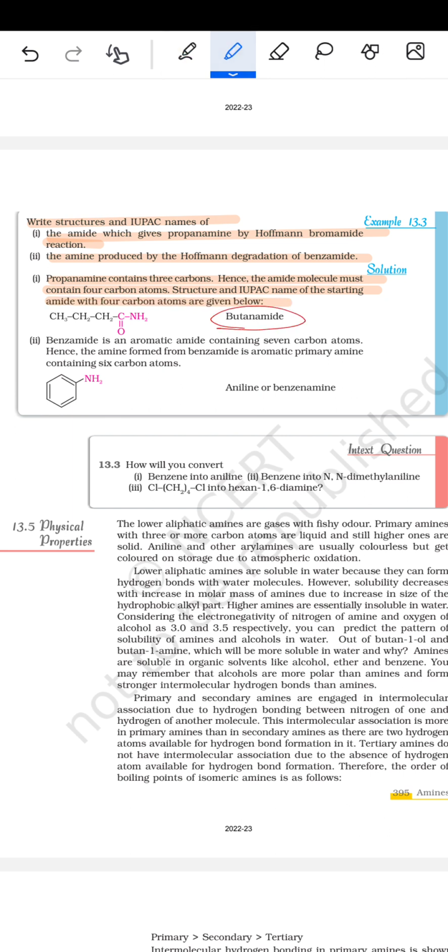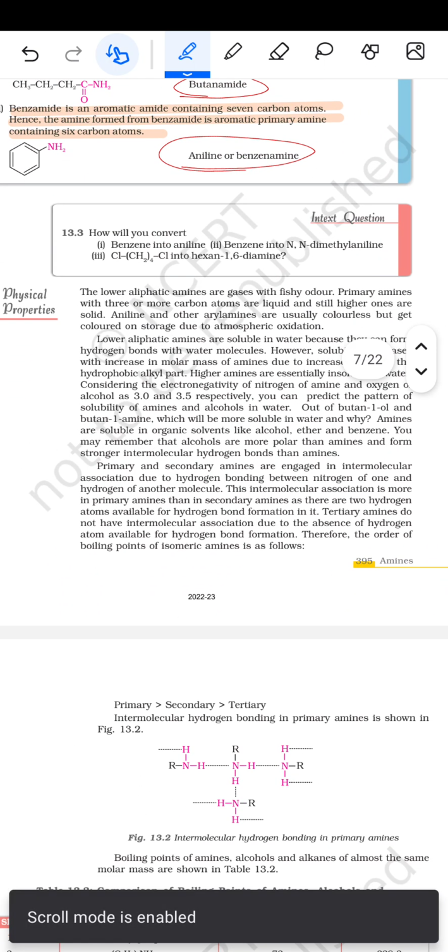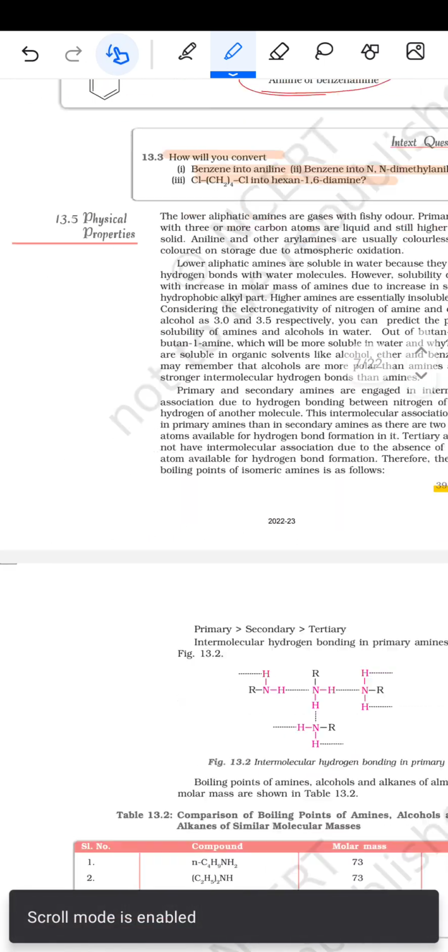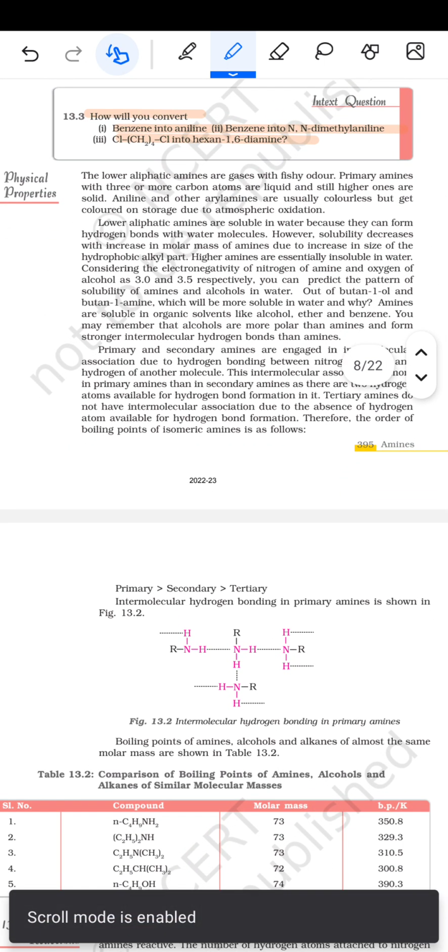और फिर बेंजामाइड is an aromatic amide containing 7 carbon atoms, hence the amine formed from the benzamide is an aromatic primary amine containing 6 carbon atoms. तो इससे एनिलीन यानी बेंजेनामीन बन जाता है. इन-टेक्स्ट क्वेश्चन है कि हाउ विल यू कन्वर्ट बेंजीन इंटू एनिलीन, या बेंजीन इंटू N,N-डाइमेथिल एनिलीन, या Cl(CH2)4Cl इंटू द हेक्सेन-1,6-डाइअमीन. तो इसके लिए फिजिकल हो जाएगा. फिर उसके बाद फिजिकल प्रॉपर्टी है.